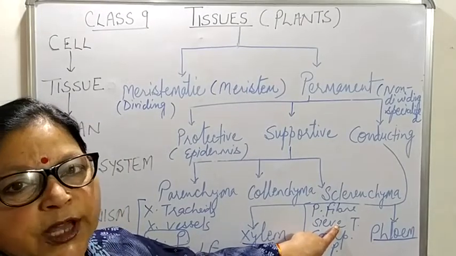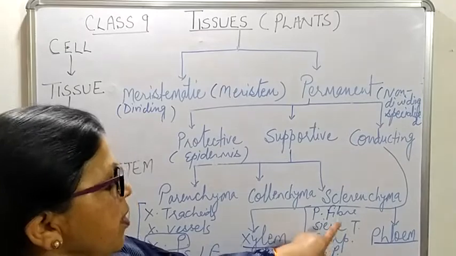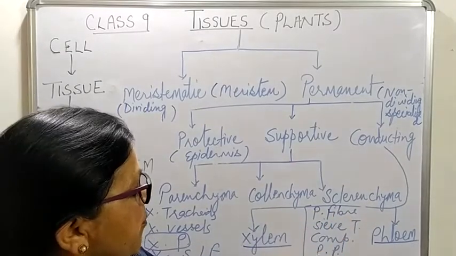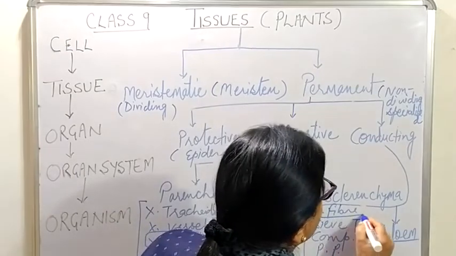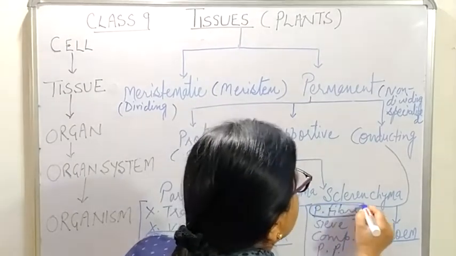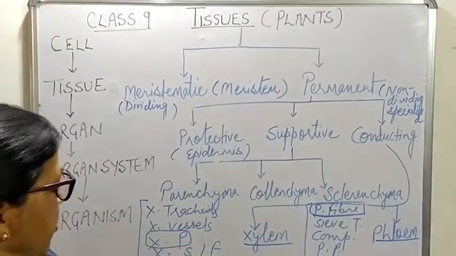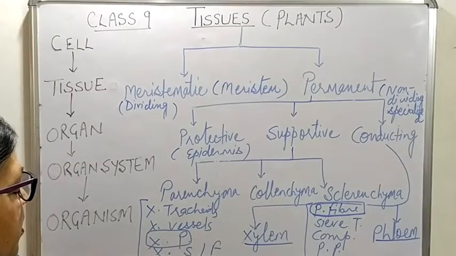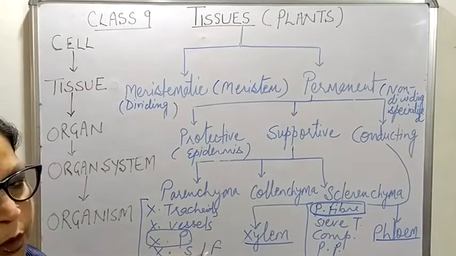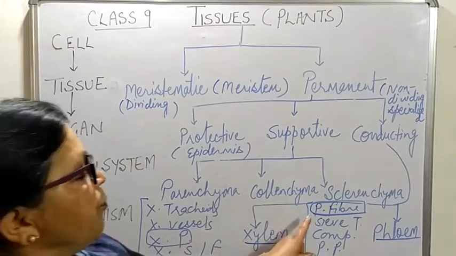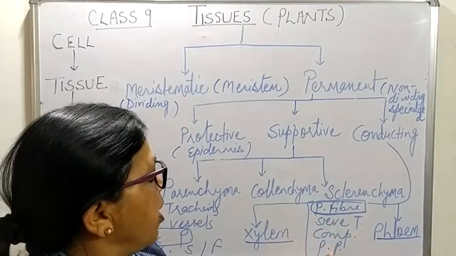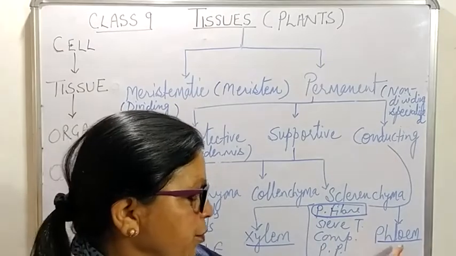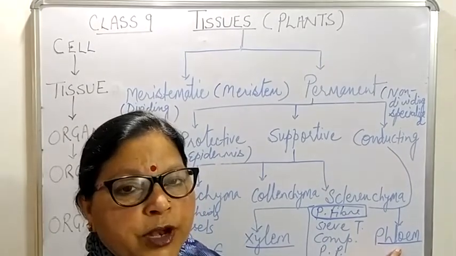This process is known as translocation. Plus phloem fiber and phloem parenchyma. Here only phloem fiber is dead. Similarly xylem sclerenchyma, xylem fiber is also dead. Wherever fiber is there, it is dead. And the rest 3 are living. So we can say that phloem is composed of living cells.